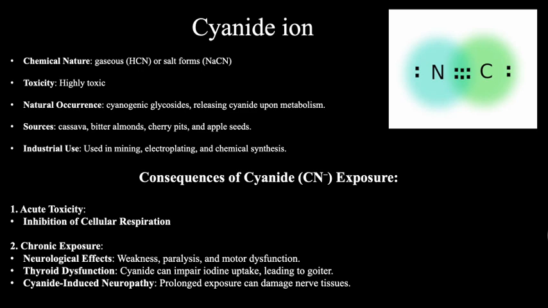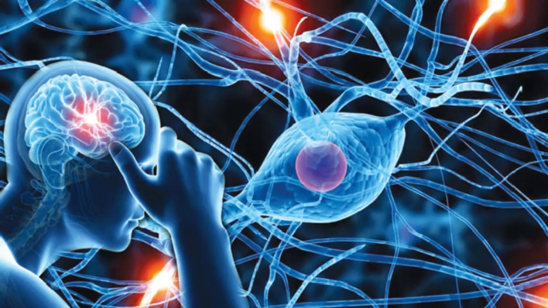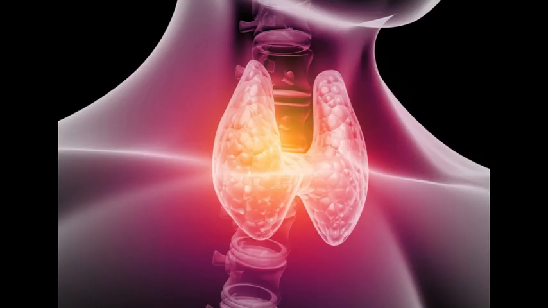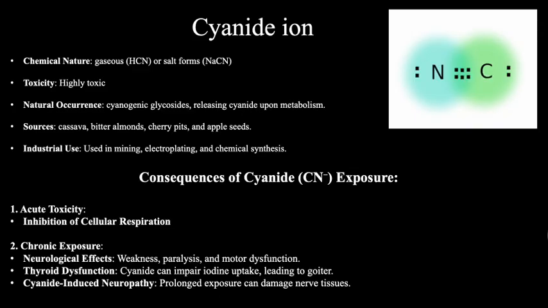Moreover, chronic exposure leads to neurological effects such as weakness, paralysis, and motor dysfunction. Thyroid dysfunction: cyanide can impair iodine uptake, leading to goiter. And cyanide-induced neuropathy: prolonged exposure can damage nerve tissues.